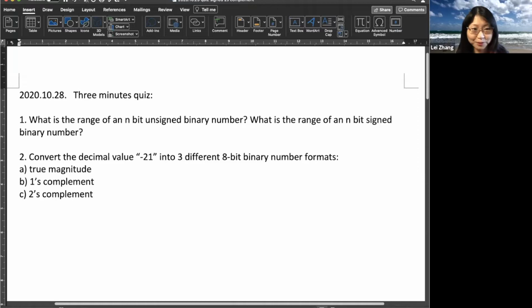Okay, good morning, everyone. We will start with a 3 minutes quiz today. So just take 3 minutes to complete these two simple questions. It should be straightforward, just to review what we learned from last lecture. And then I will quickly review the answers before we move on with the rest of chapter 7.